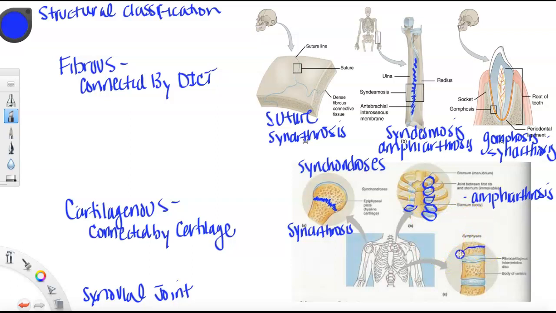This thing here is called a symphysis. And these are the discs that are in between your vertebrae, made out of fibrocartilage. Okay. There's also a disc between your pubic bones, and that is also fibrocartilage. So basically that's it. Those are the fibrous joints, and those are the cartilaginous joints. The rest of what we're going to talk about is going to be synovial joints.